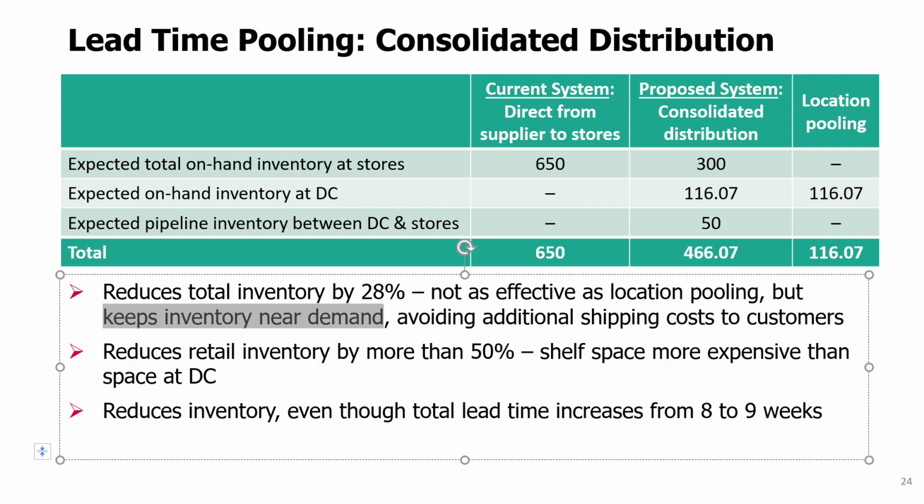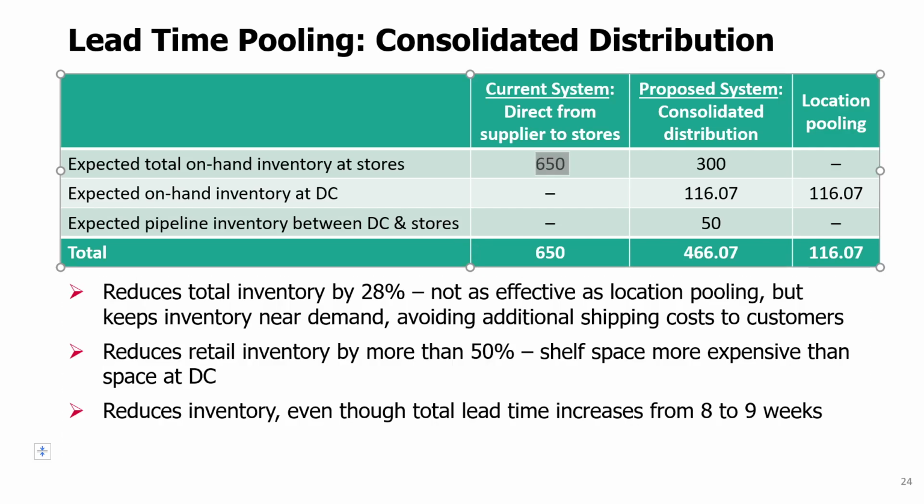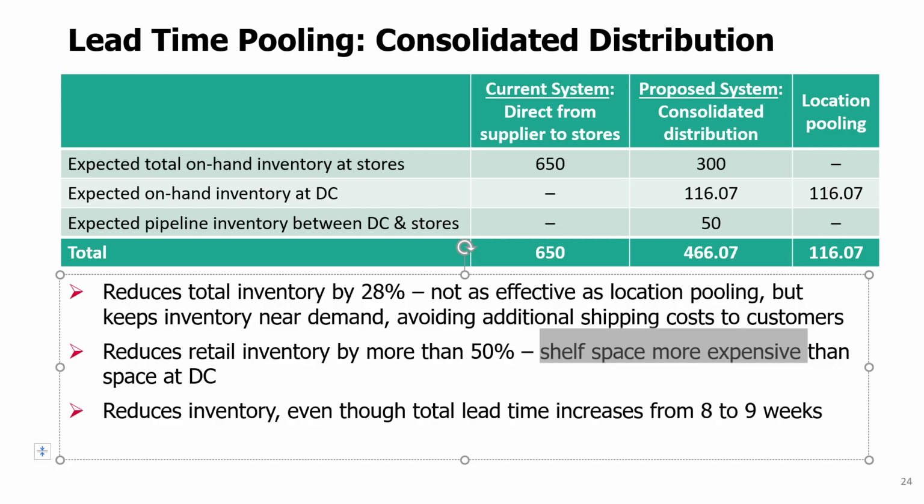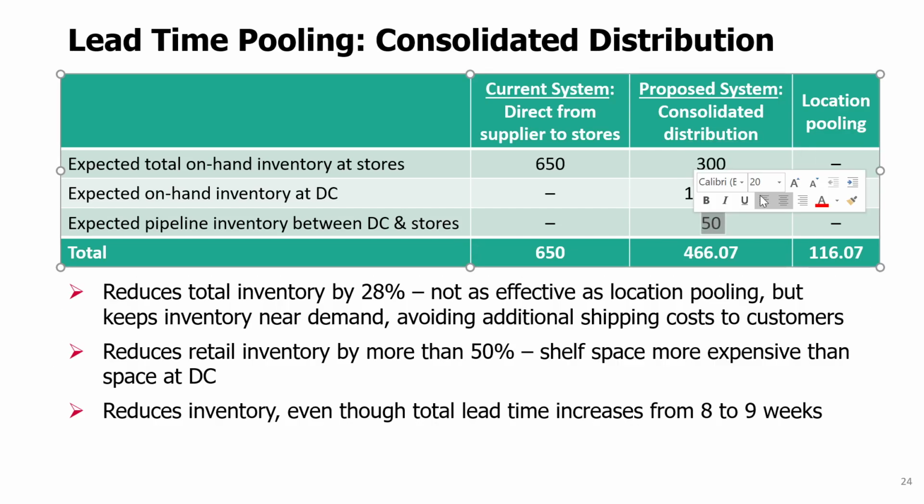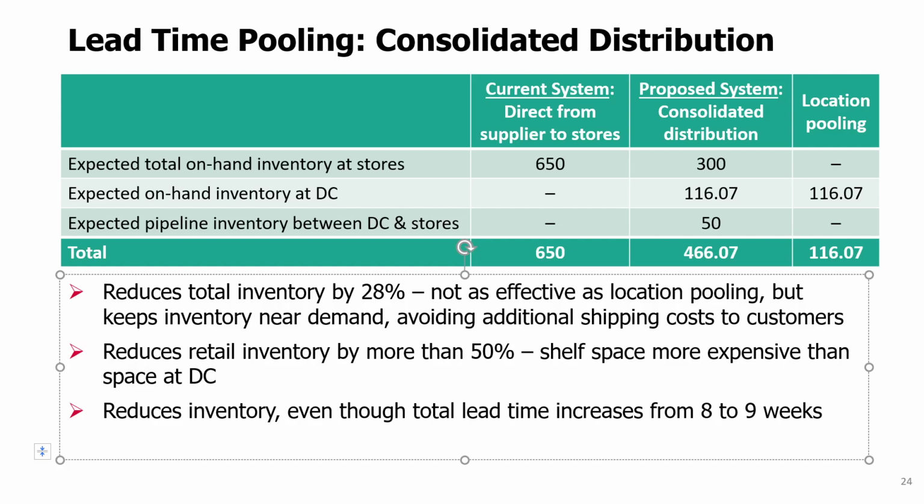So avoiding additional shipping costs to customers and avoiding other problems that are related to having the inventory far from customers, right? Notice also that even though this is just 28%, the retail shelves inventory is reduced by more than 50%. Just comparing this 650 to 300, this is a significant reduction. And remember, shelf space is more expensive than space in the DC. Somewhere on the trucks or in the DC, the space might be less expensive than the shelf space. Shelf space is the high-priced space, right?